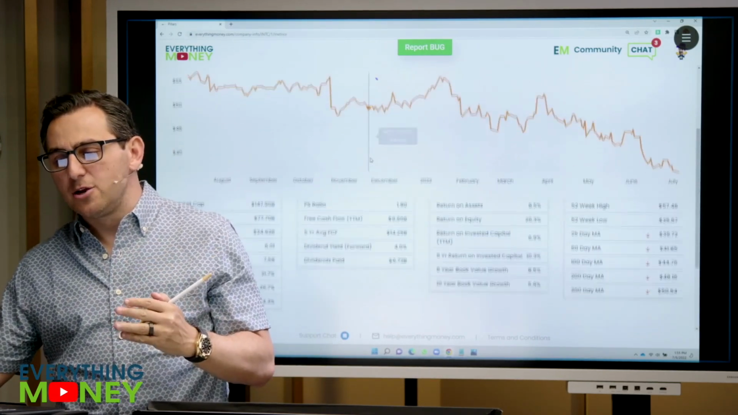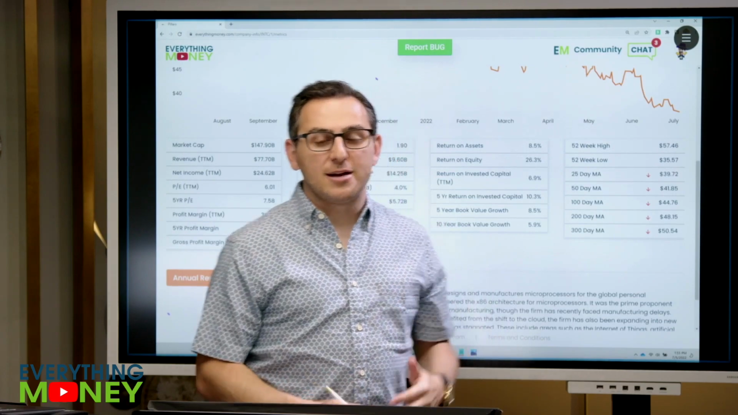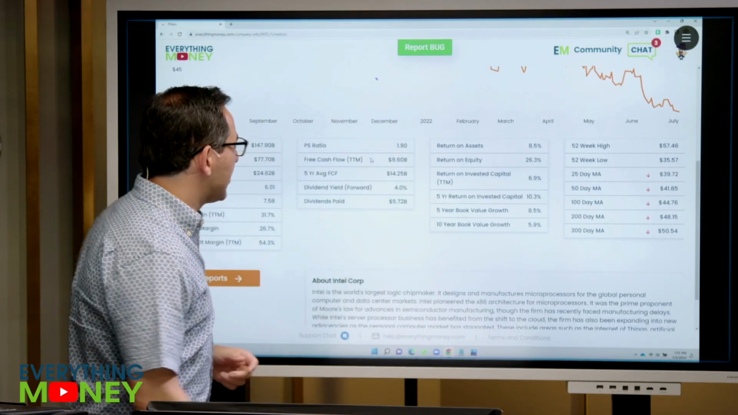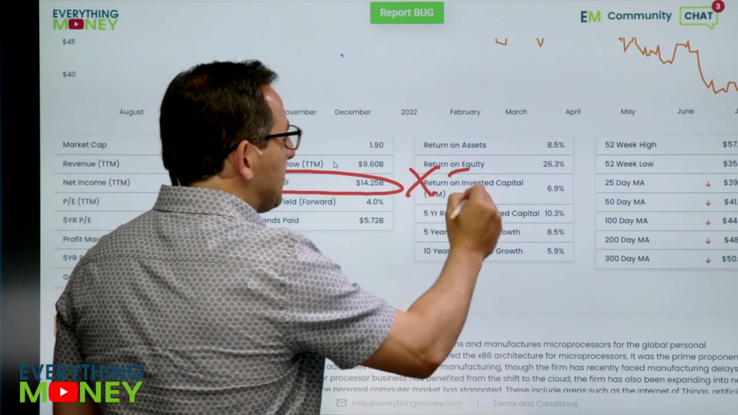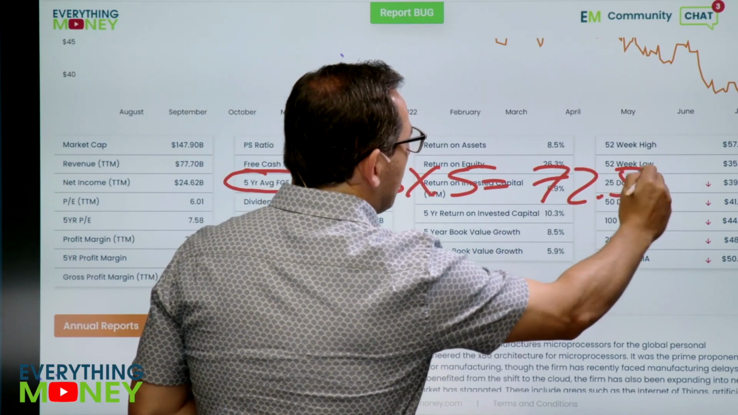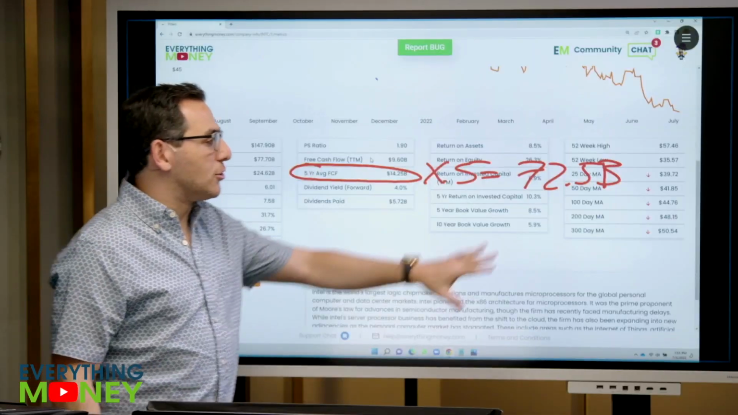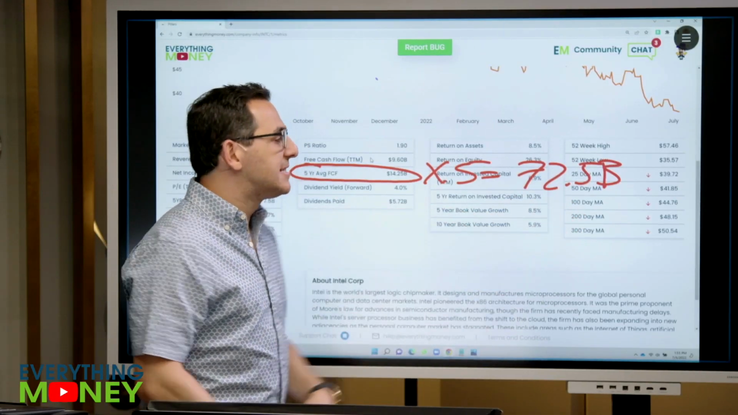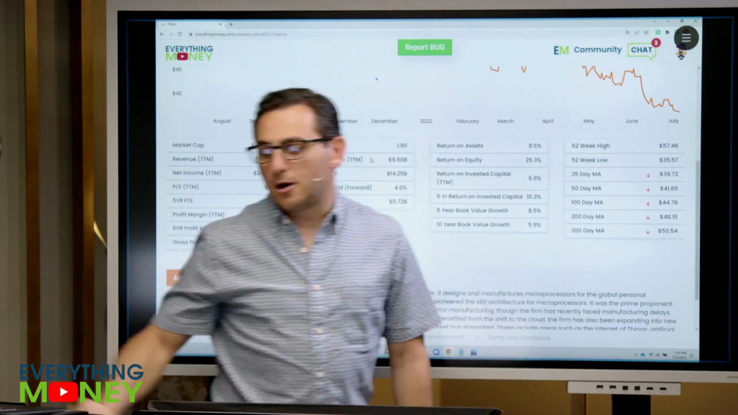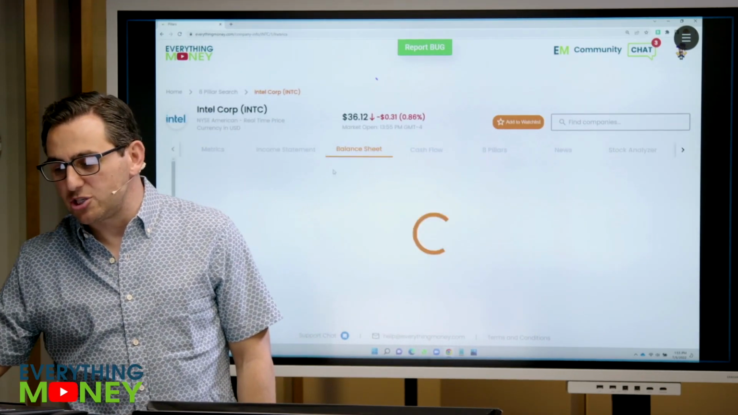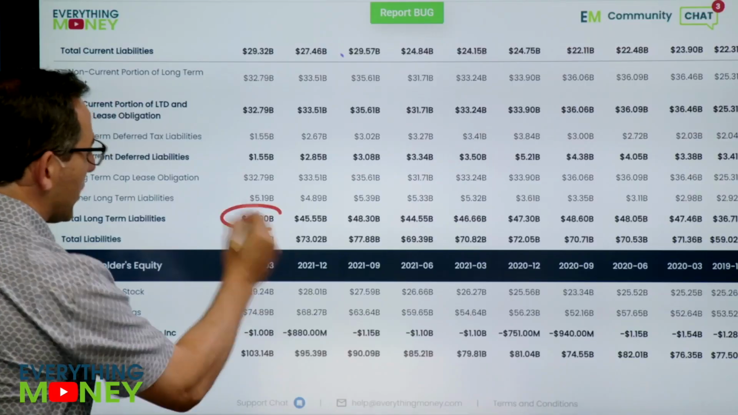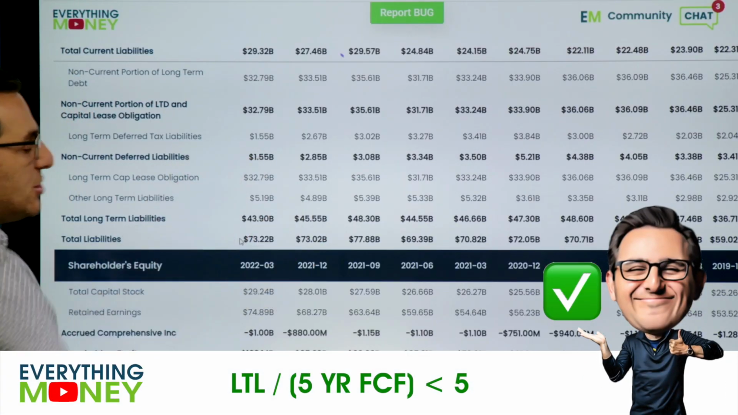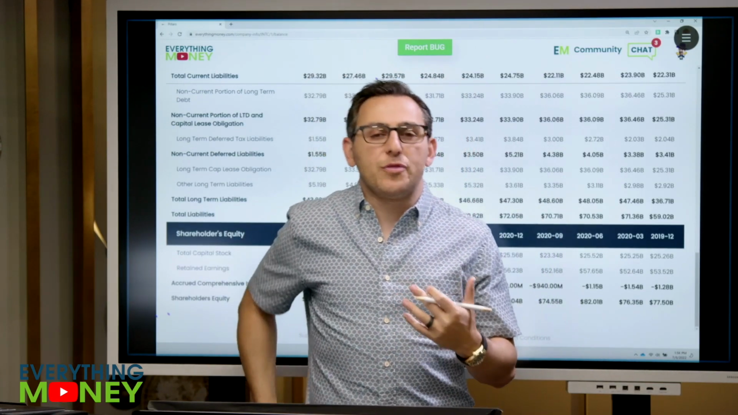What we found is we want to make sure that debt is manageable. So I go back to the main page. I look at our 5-year average free cash flow of 14.25 billion. I multiply that by 5. We get $72.5 billion. We want their long-term liabilities to be under $72.5 billion. So we scroll up to the top, go to the balance sheet, then go to the bottom of the balance sheet, and the total long-term liabilities are $44 billion. That's much less than the $72.5 billion. So they can pay off their long-term liabilities very easily with their free cash flow.